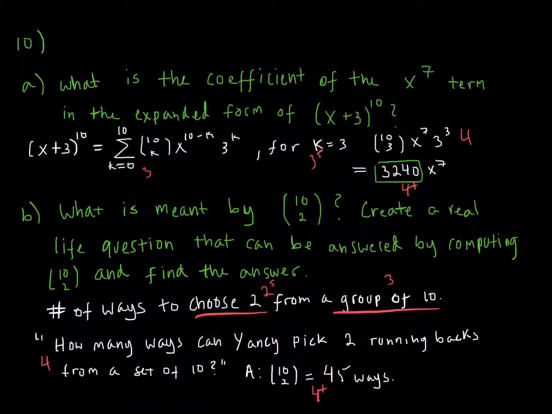So when k is 3, I'll have 10 choose 3, x to the 10 minus 3, which is x to the 7th, 3 cubed. 10 choose 3 is, I think, 120, and 3 cubed is 27. Multiply those together, you get 3,240, and so that's going to be the coefficient of my x to the 7th term.